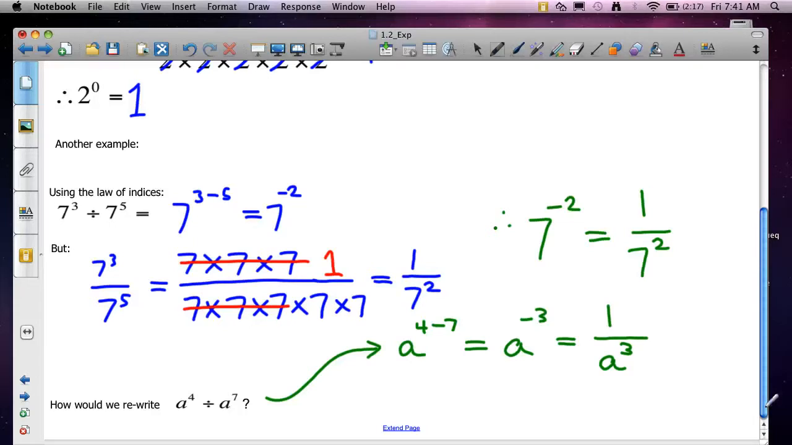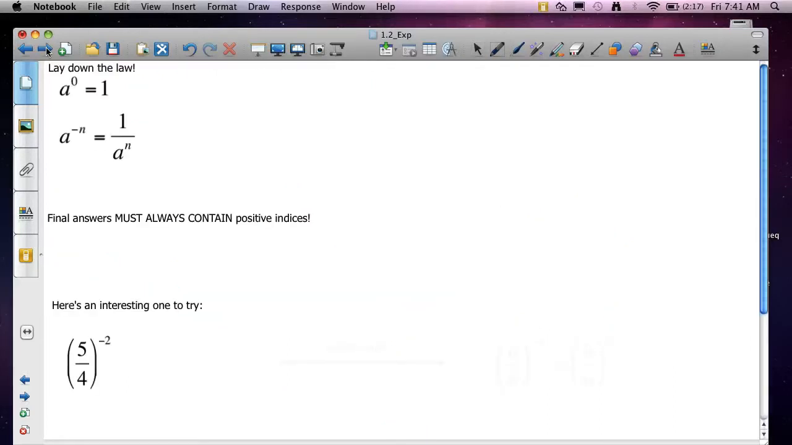So something to remember, whenever you have, so first we need to remember a to the 0 equals 1. Anything to the power of 0 equals 1, when a does not equal 0. What happens if a does equal 0? 0 to the power of 0?